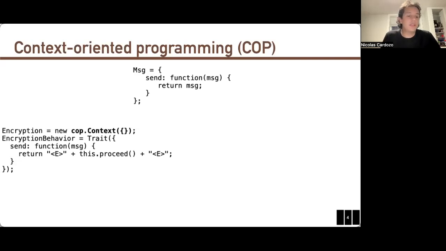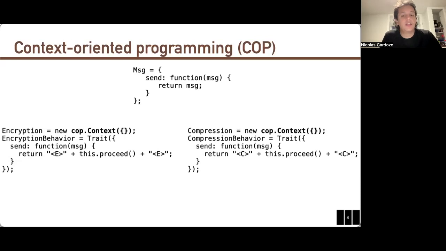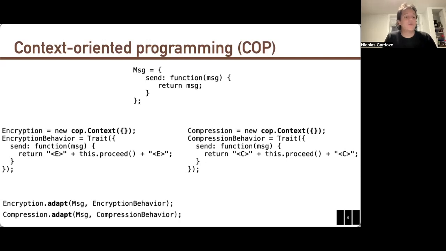should happen only in the presence of a particular context, which we call the encryption context. And we can do this for as many contexts as we like. So here we are using the compression context as another way to annotate the send function for this particular message. However, note that here there is no relation between the message object and the behavioral variations that were defined. To create this relation, we use the adapt construct. This construct associates the context.